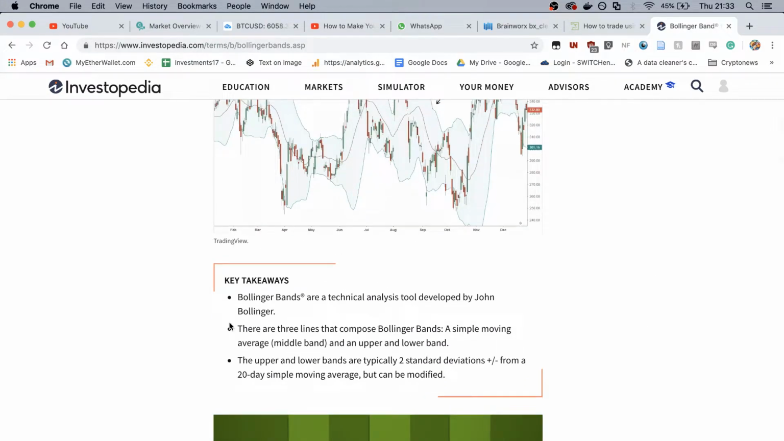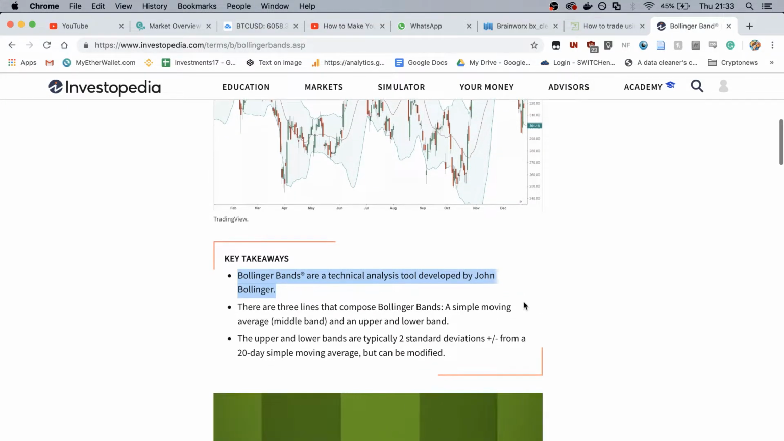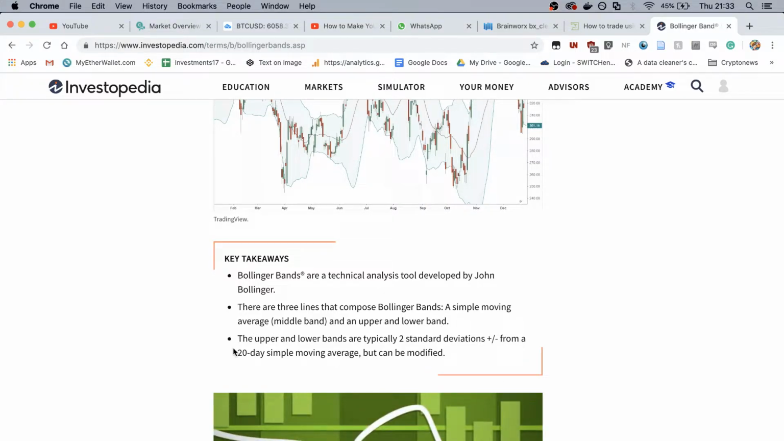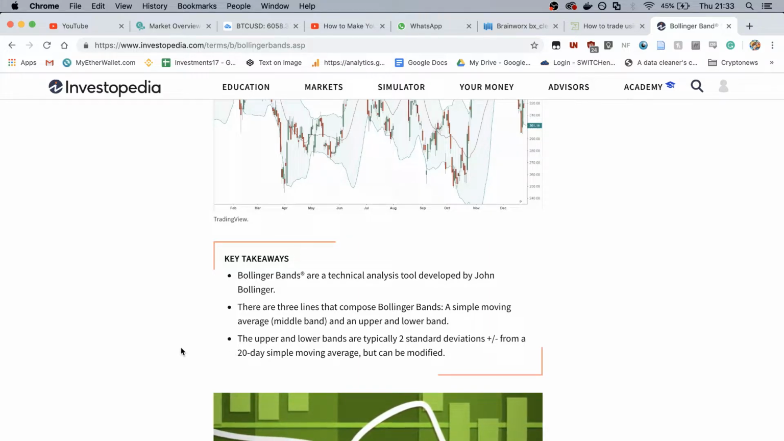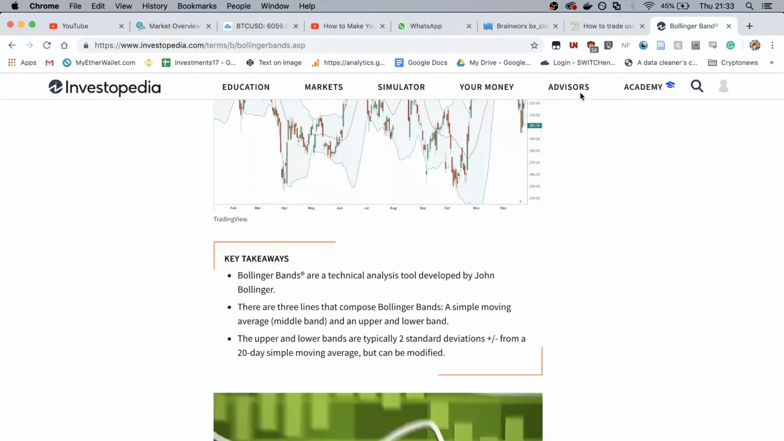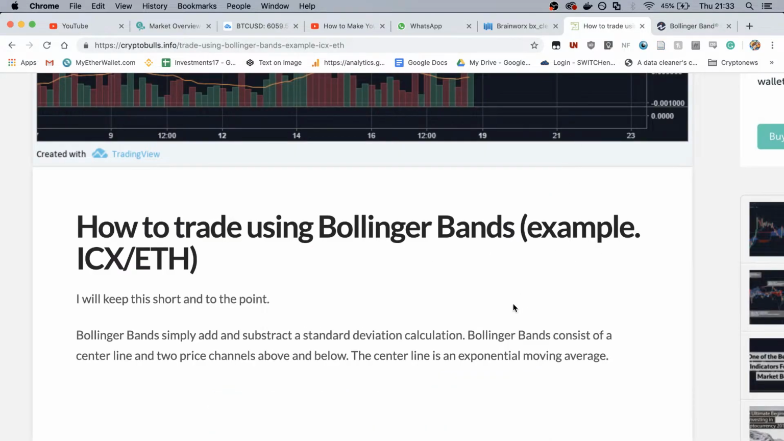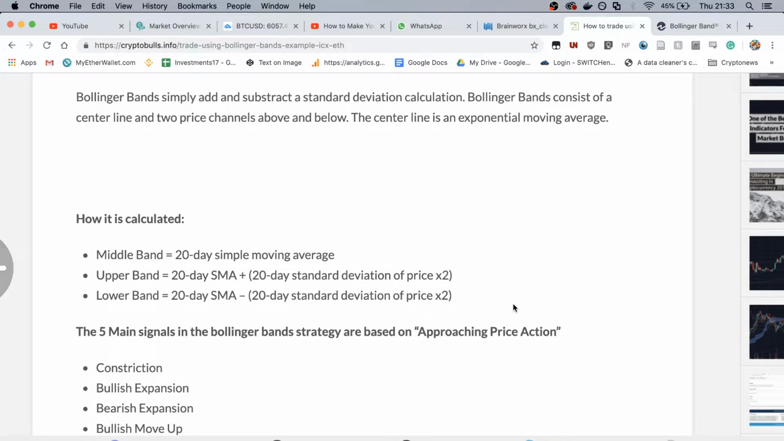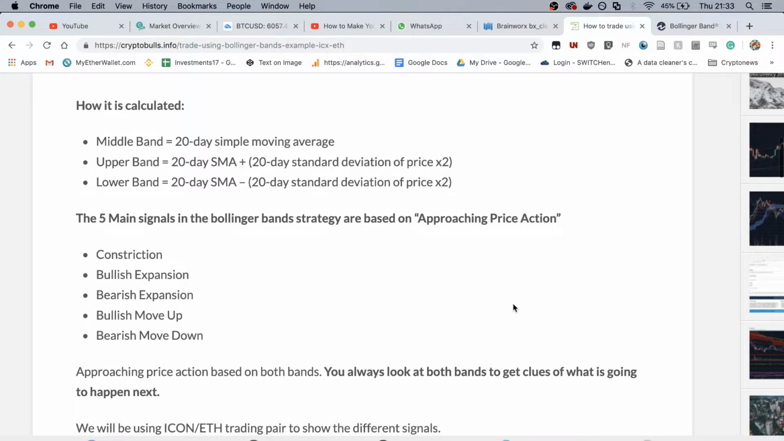So some key takeaways. Bollinger Bands are a technical analysis tool developed by John Bollinger. There are 3 lines that compose the Bollinger Bands: a simple moving average middle band, and an upper and lower band. The upper and lower bands are typically 2 standard deviations plus or minus from a 20-day simple moving average, but can be modified. So we'll talk about how we can trade using the Bollinger Bands and take a quick look at how it's calculated.